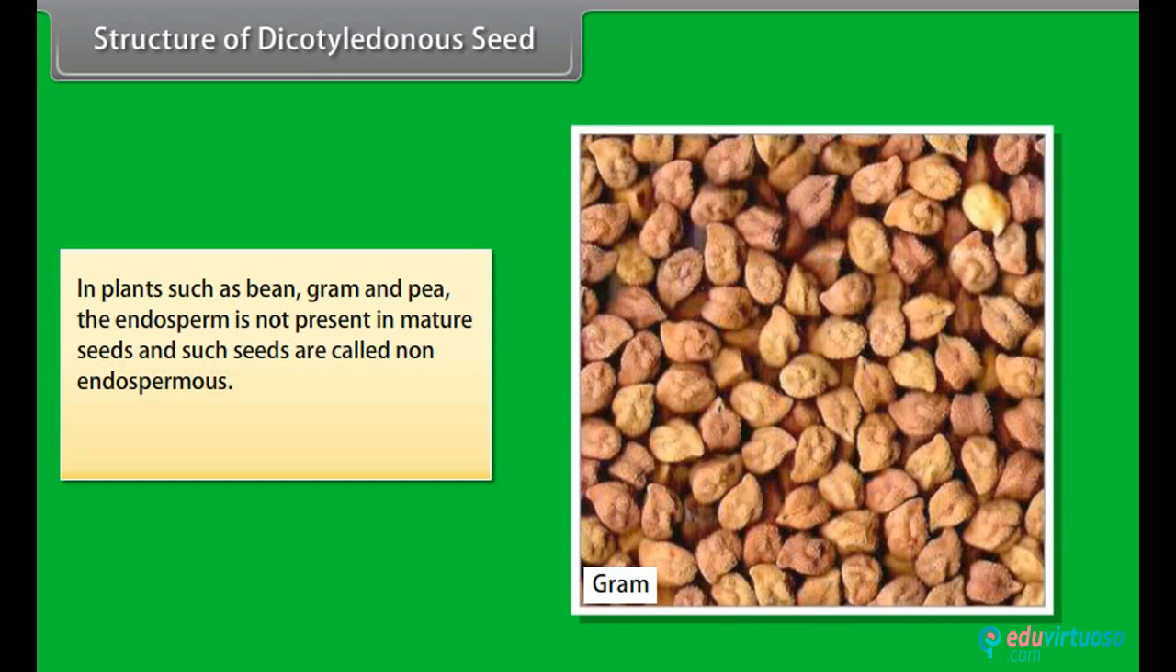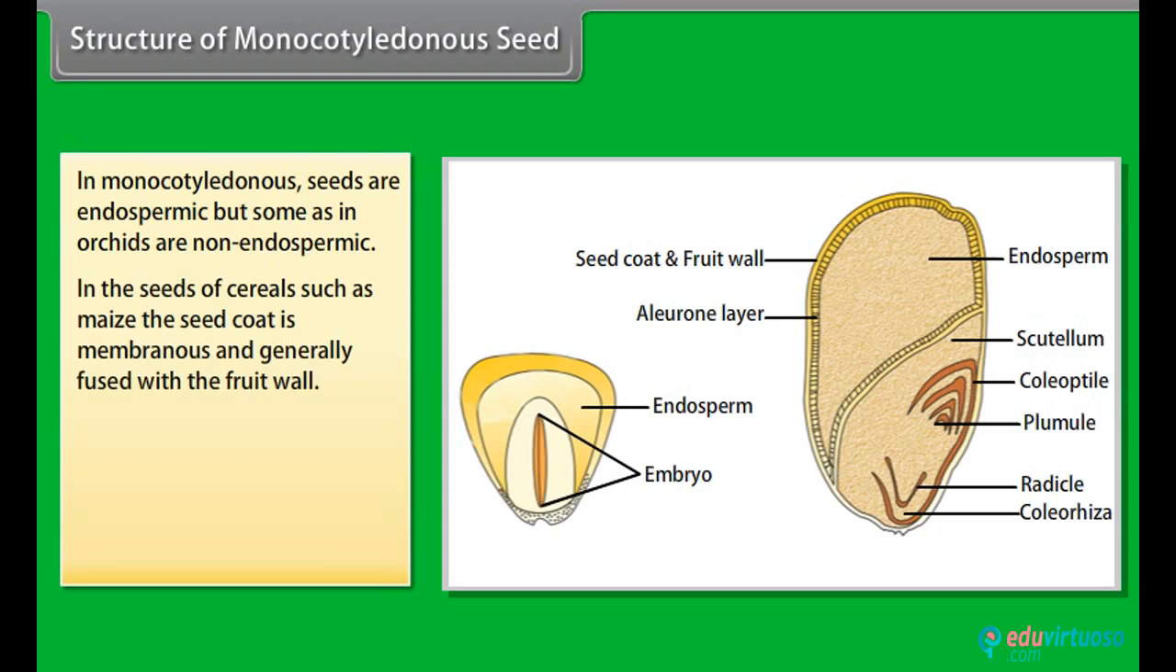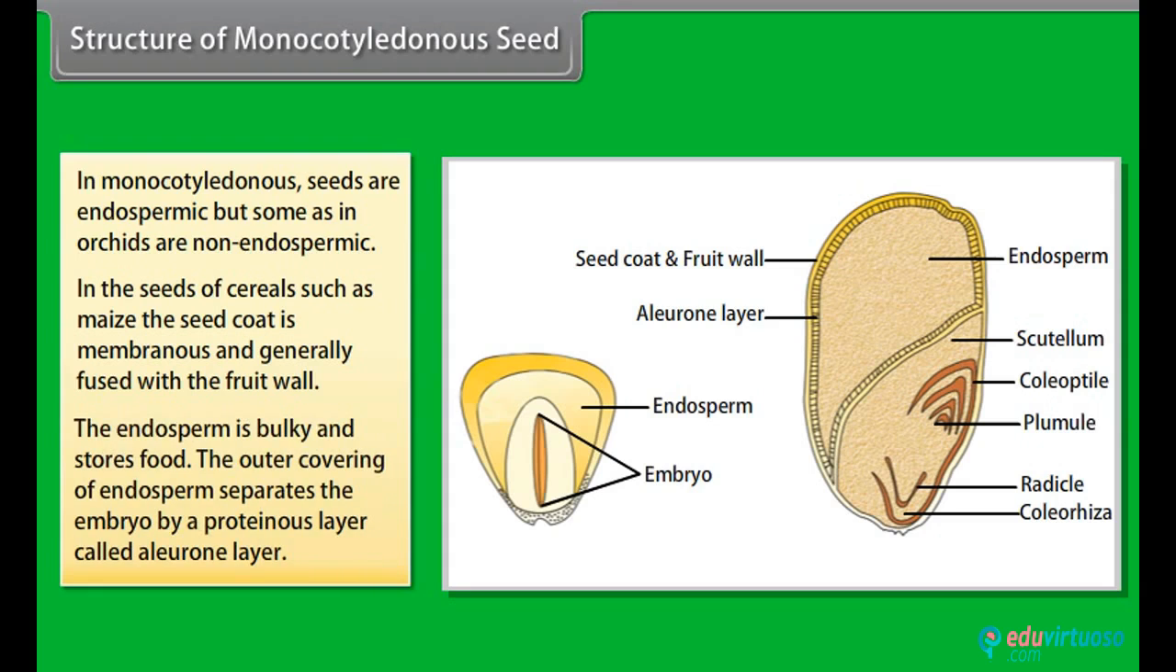called non-endospermous. Example, gram. Structure of monocotyledonous seed. Monocotyledonous seeds are endospermic, but some, as in orchids, are non-endospermic. In the seeds of cereals such as maize, the seed coat is membranous and generally fused with the fruit wall. The endosperm is bulky and stores food. The outer covering of endosperm separates the embryo by a proteinous layer called aleurone layer.